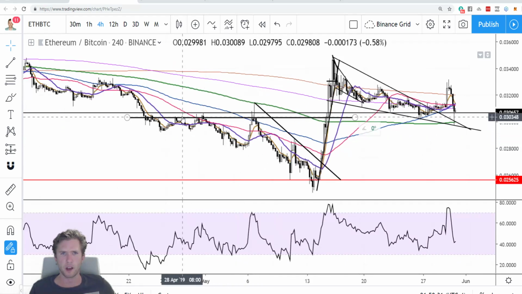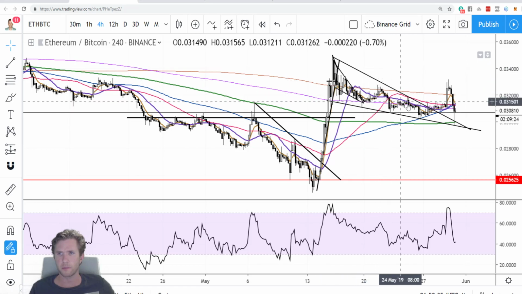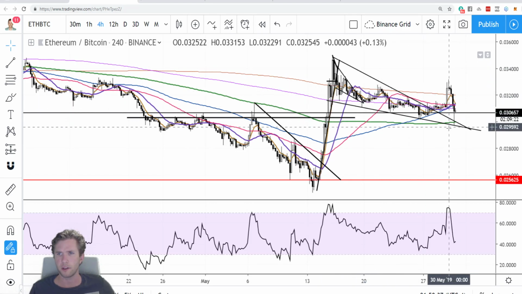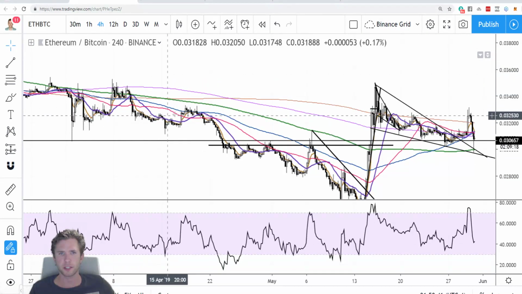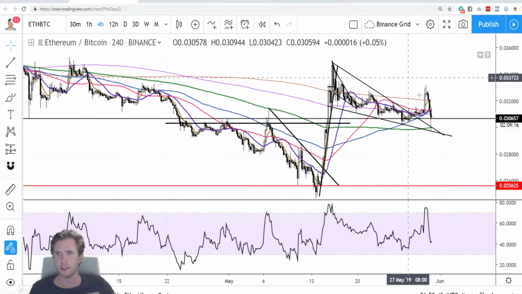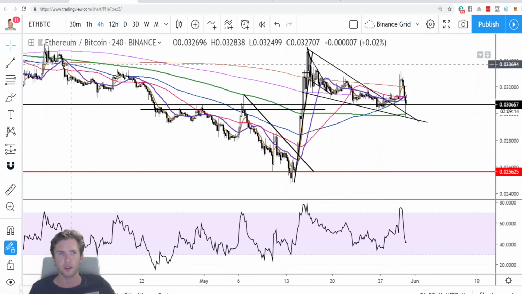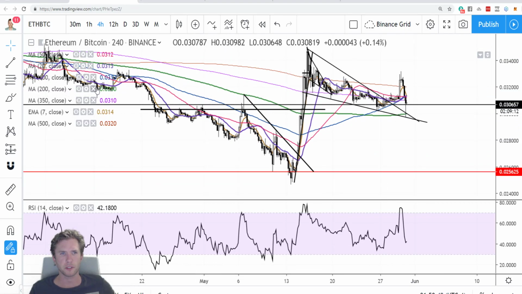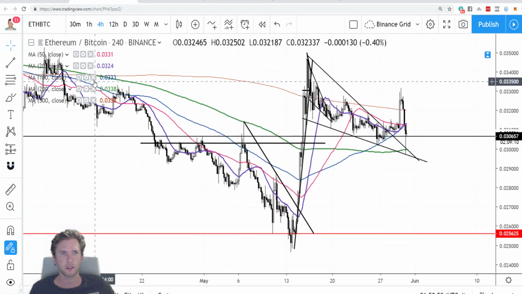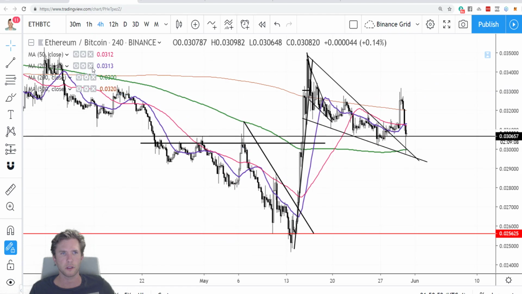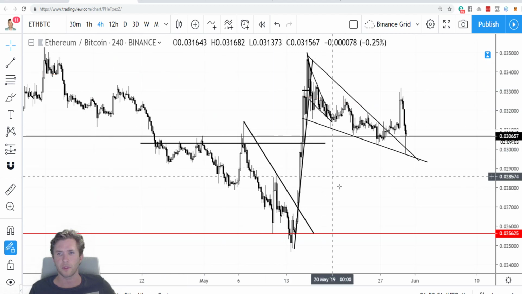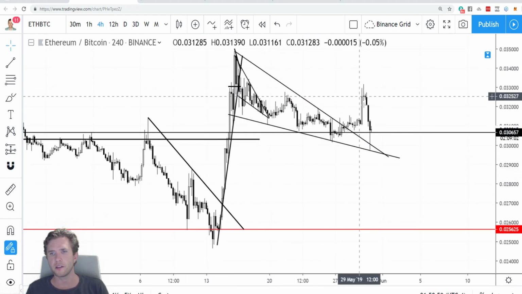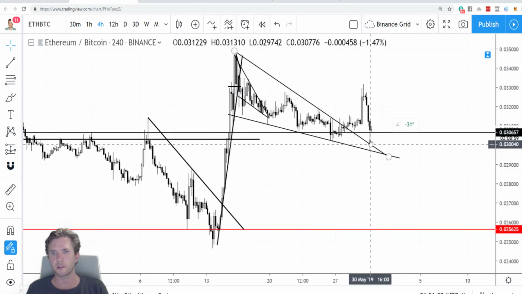Let's see. I was looking at this line here. Resistance, broke up, and then it finally came down. Tested the 200 MA, which had been rejected on the 4 hour, and then it bounced here. And I can close some of these other ones if it makes it easier for you guys to see. All right, so we had this pennant, came down, retested the lower end of the support.